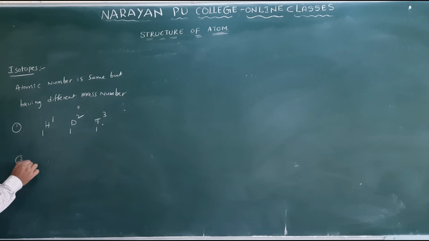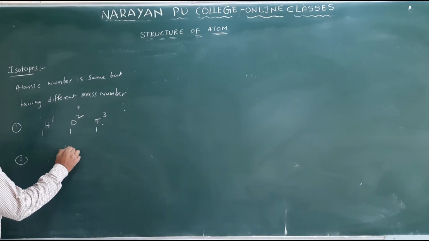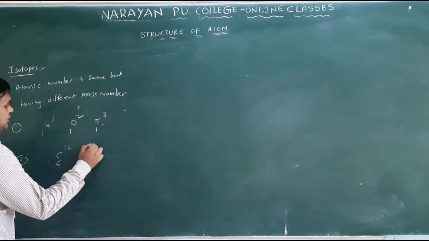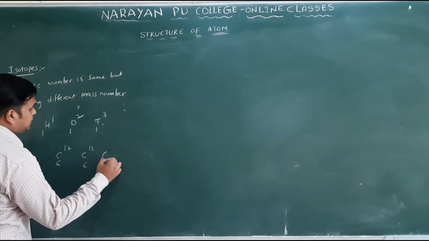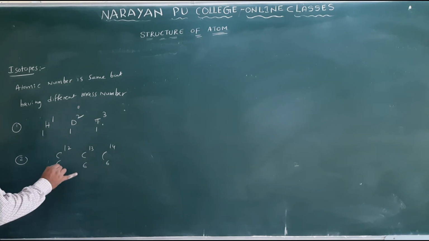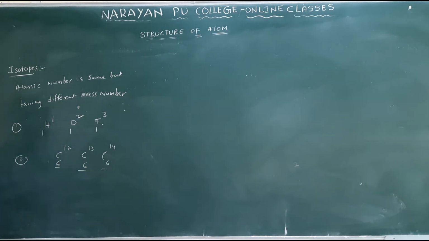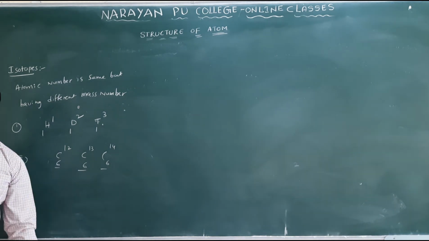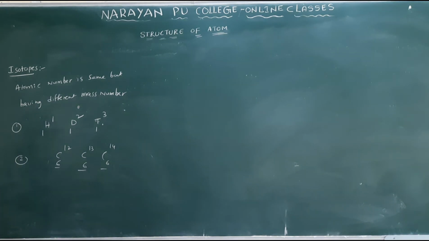We can take carbon also. Carbon exists in the form of 6C12, 6C13, and 6C14 also. So these are the isotopes of which one? Carbon. Here what is the same? Atomic number is the same. What is different? There is a difference in the mass number only. So these are called isotopes only.